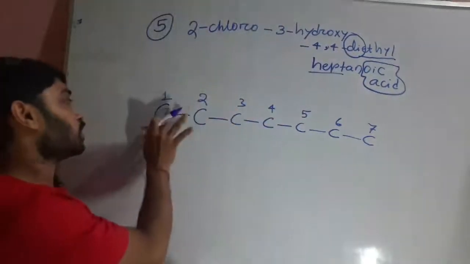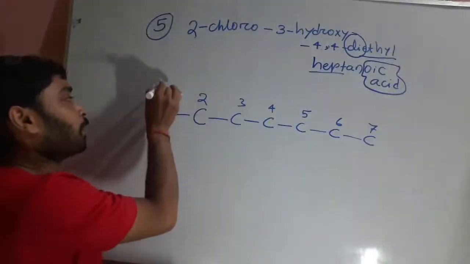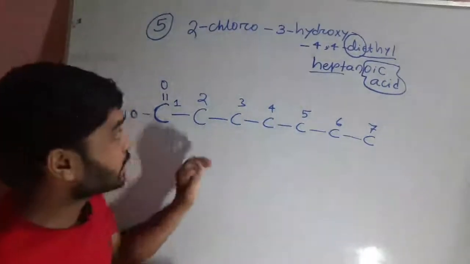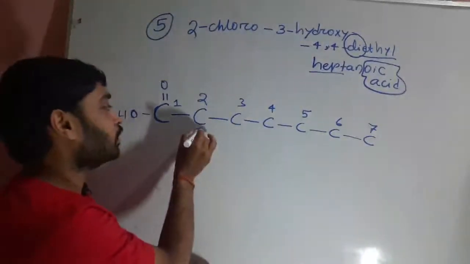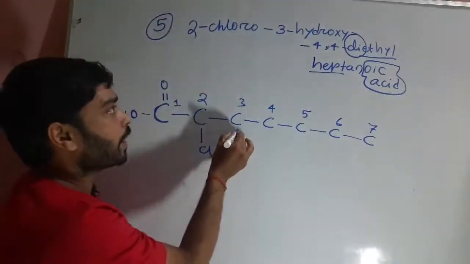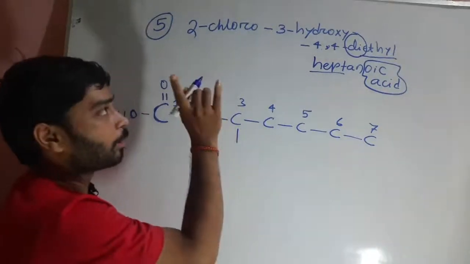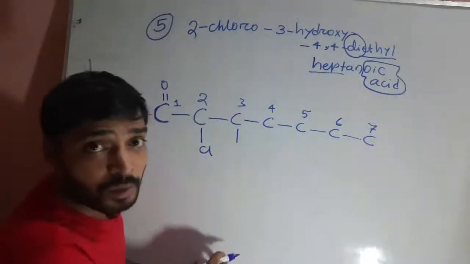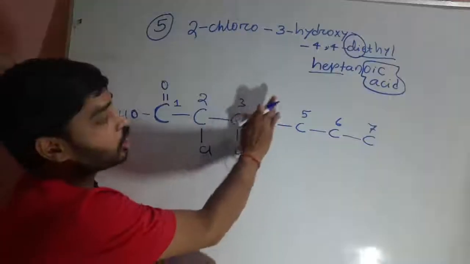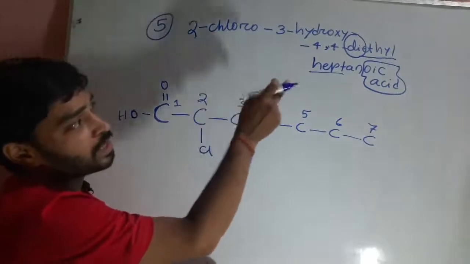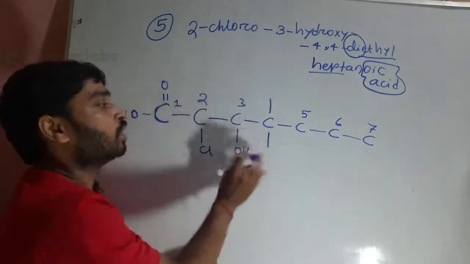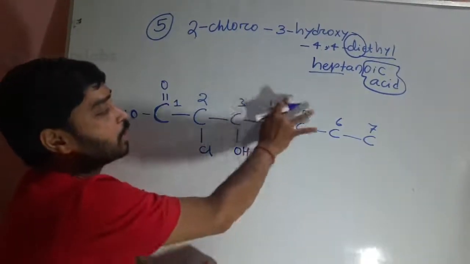So the number 1 position is occupied by the functional group of carboxylic acid. In this case, the second carbon occupies the functional group of chlorine, and the third carbon occupies the functional group of alcohol, because hydroxy is the prefix for the functional group of alcohol, that is OH. The 4th position is occupied by the alkyl group, that means 2 identical alkyl groups, which means ethyl groups.